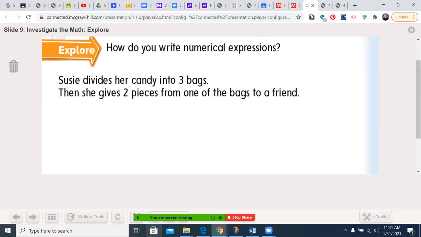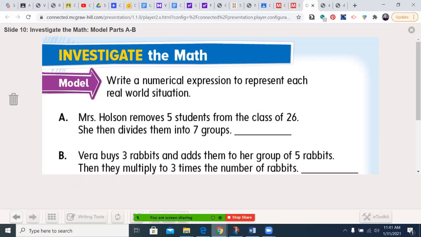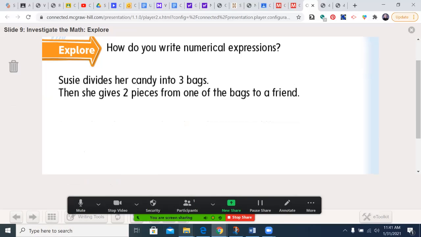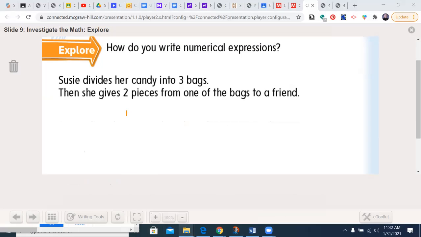Susie divides her candy into 3 bags, then gives 2 pieces from one of the bags to a friend. So let's go ahead and add. The problem is they don't know how much candy is in each bag, but we know that one of the bags is basically 1/3 minus 2, but we don't know the original amount, so we're going to move on from that one. Probably not the best example.